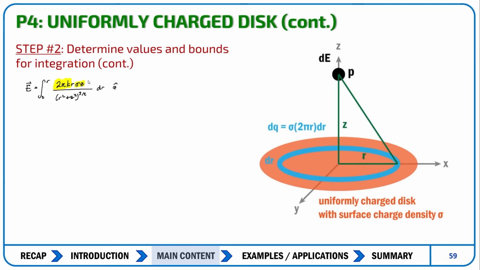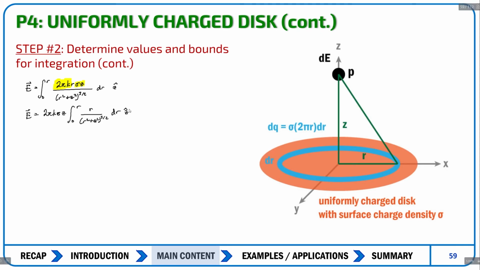And we do have the r in the denominator, so we can't factor that out. So we end up with E is equal to 2 pi k sigma z, the integral from 0 to r of r over (r squared plus z squared) to the power of 3 over 2 dr, in the z hat direction.